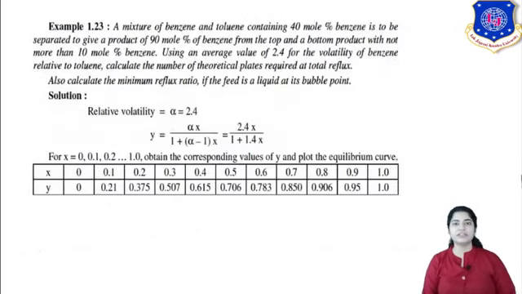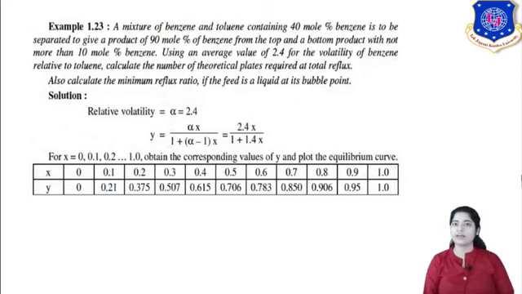Now let's have a look at a question. A mixture of benzene and toluene containing 40 mole % benzene is to be separated to give a product of 90 mole % benzene from the top, and the bottom product should not have more than 10 mole % benzene. Here the average value of relative volatility is 2.4. Calculate the number of theoretical plates required at total reflux, and calculate the minimum reflux ratio if your feed is at bubble point. So again the procedure is the same.